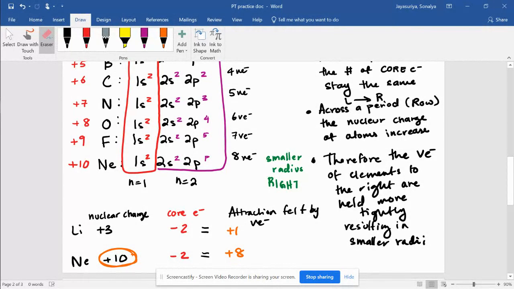So neon's electrons are far more attracted to the nucleus because neon's valence electrons feel a +8 attraction compared to lithium's +1 attraction, which results in neon's electrons moving closer to the nucleus, like a moth to a flame. Okay, electrons move closer, resulting in the atom becoming smaller, and therefore neon has a smaller atomic radius.